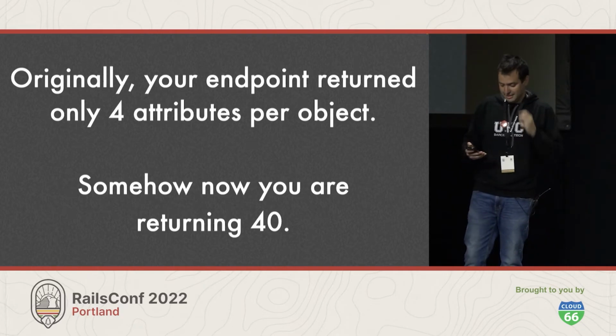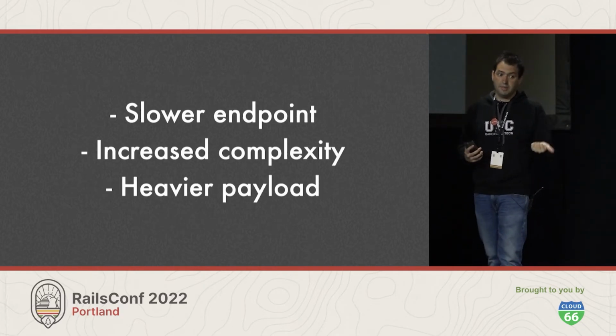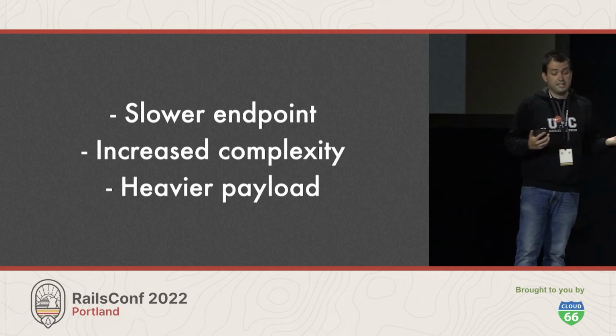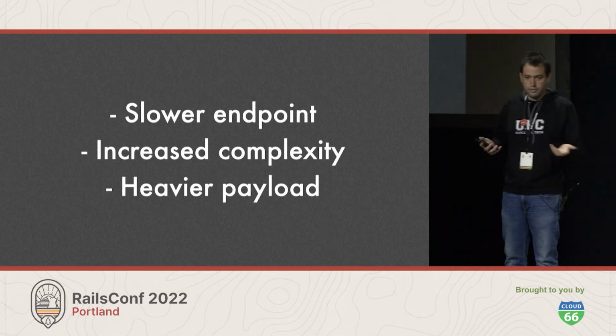And this is bad. The endpoint is suddenly much slower. You increase complexity, it fails. You don't know which one of the 40 attributes is failing.